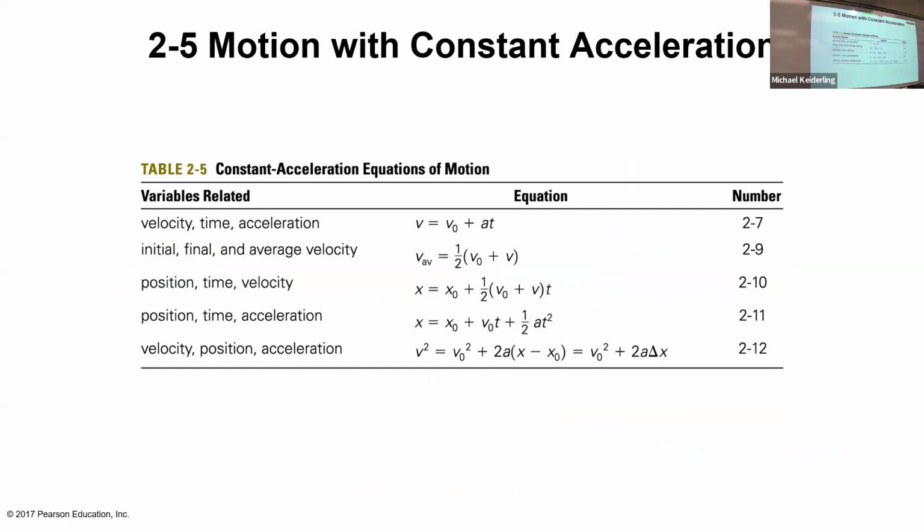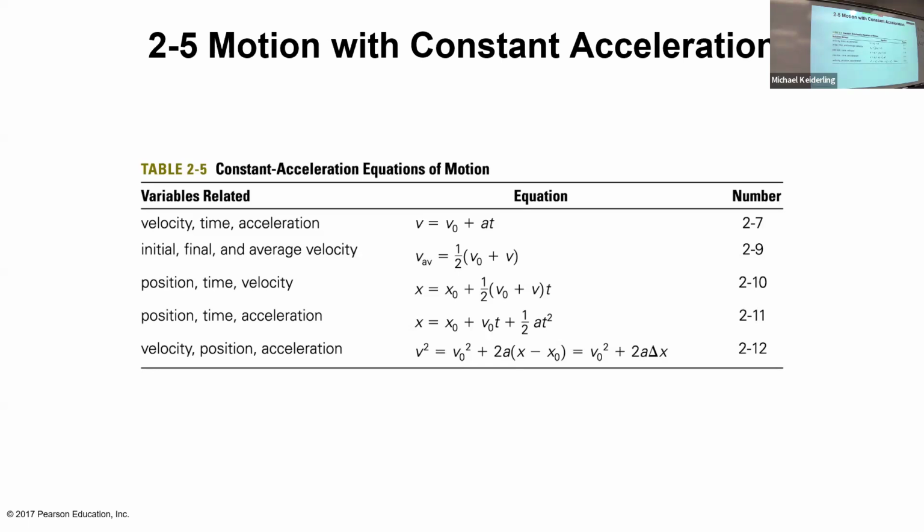So again, these are the equations for constant acceleration. And these are the three that are the most useful. Velocity is initial velocity plus acceleration times time. Position is initial position plus initial velocity times time plus 1/2 acceleration times time squared. And final velocity squared is initial velocity squared plus 2 times acceleration times change in position.